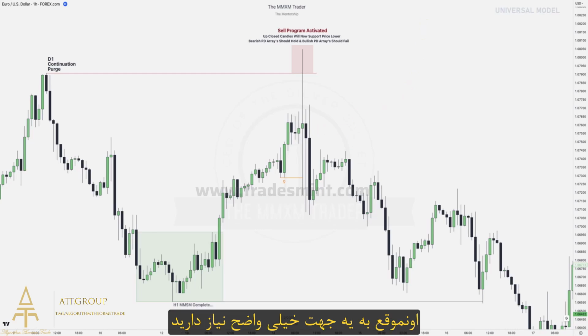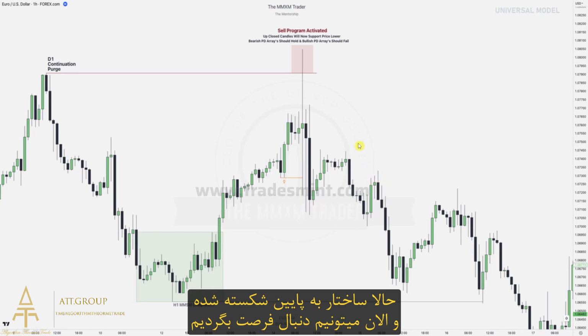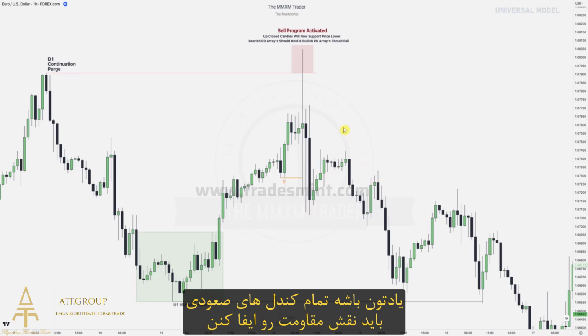that you need to have a real clear bias. So over here we see a break of structure, right? Sell program has been activated because we went into external range liquidity. Order pairing happened up here, right? Those buy stops have been paired up with sell orders from smart money. Now we're breaking down and we can find an opportunity. And remember, all up close candles should now support price lower.